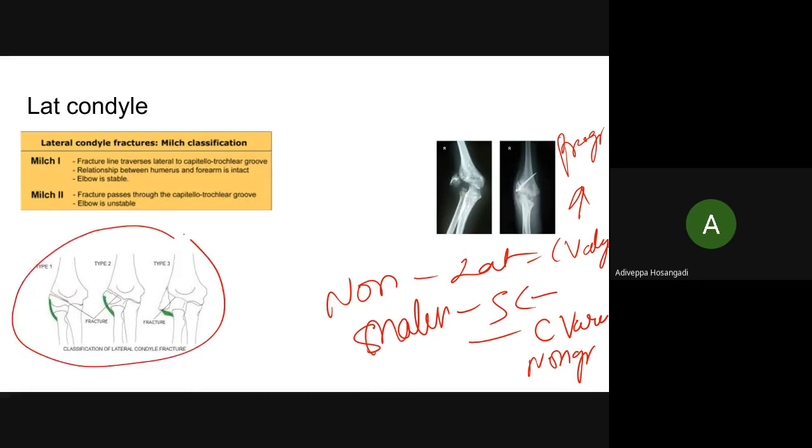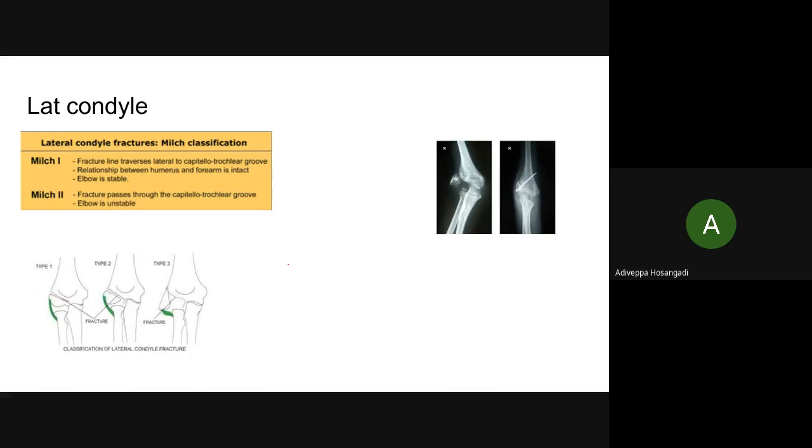Of course, these three types depend upon the displacement. I will come to that. If you can easily remember, see the lower end of the humerus, this capitulum is there like this. Type 1 is up to here. Type 2 is up to here. This is the capitulum, this is the trochlea. Type 1 goes in between the capitulo-trochlear groove. Second type goes in the trochlear groove.